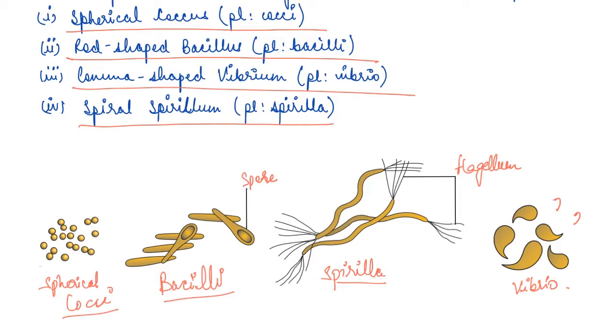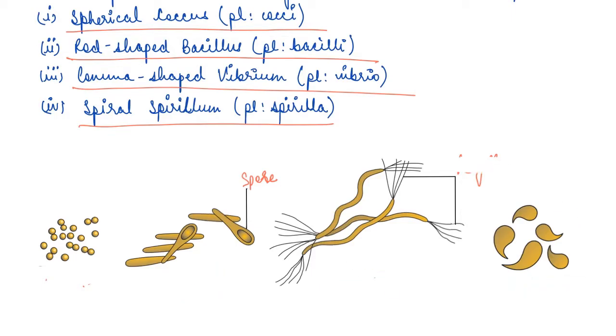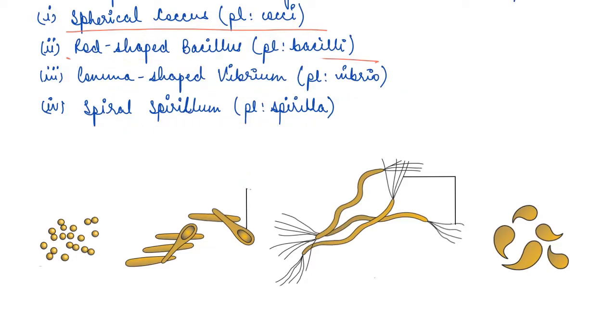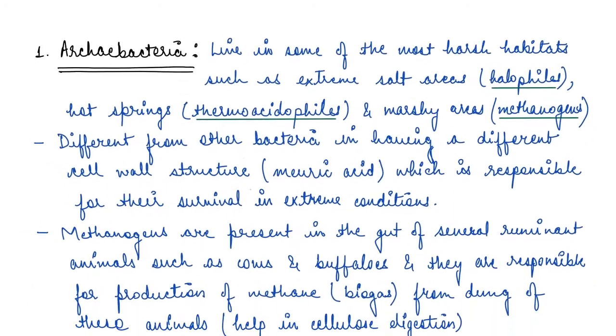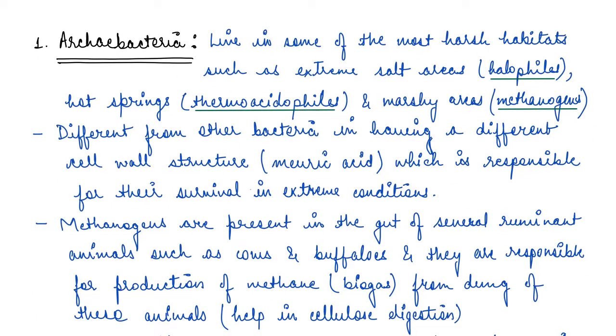These are some characteristic features of these two bacteria, wherein one owns a flagellum and the other owns a spore. What we are going to do after this is study some more forms of bacteria in detail. We'll start off with the first one, Archaebacteria.